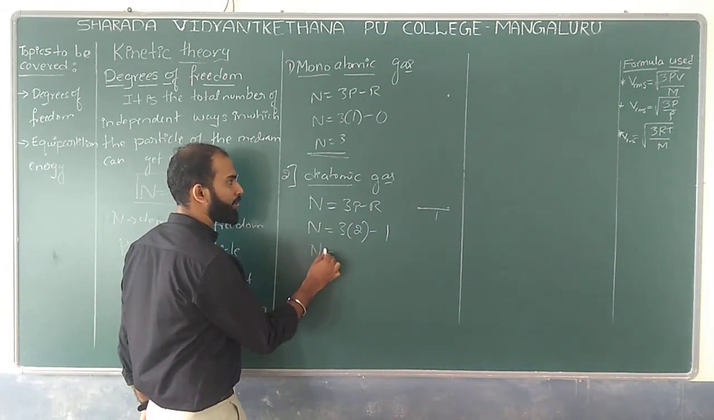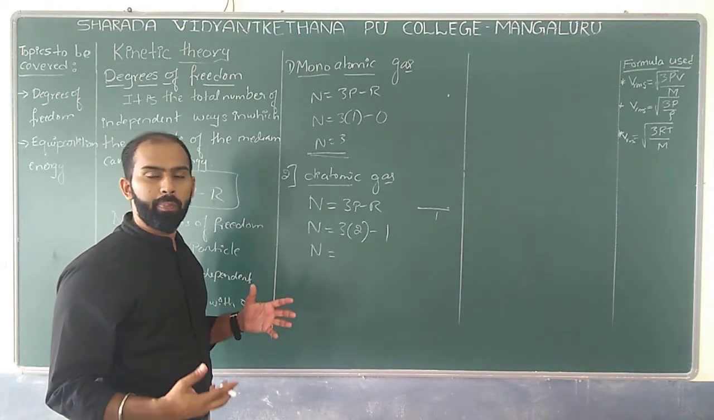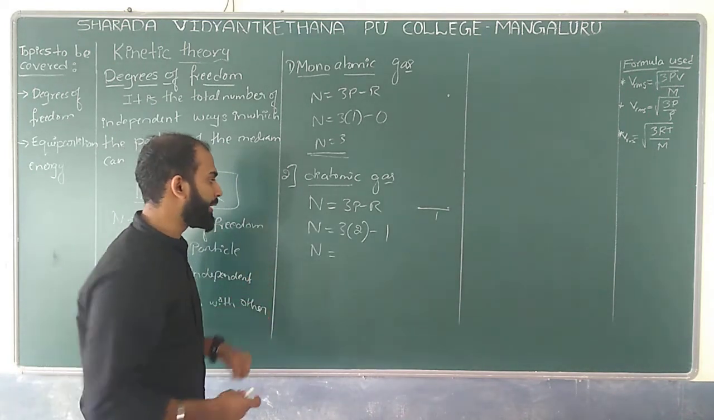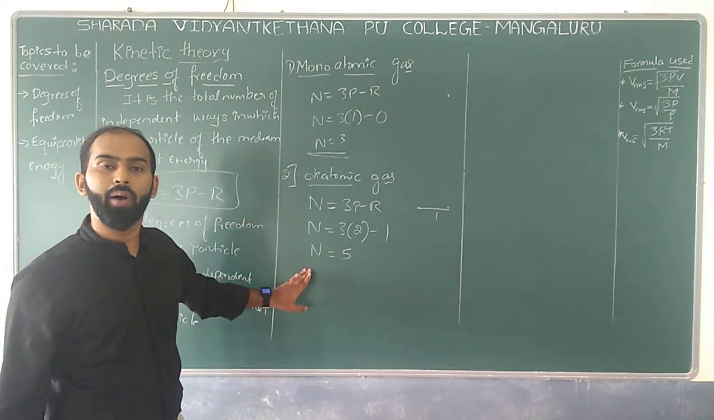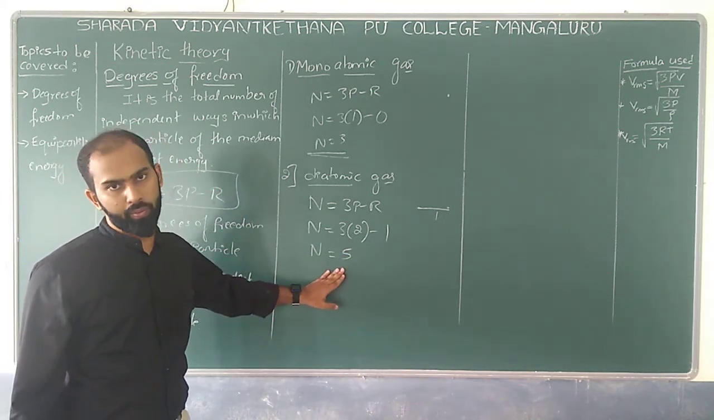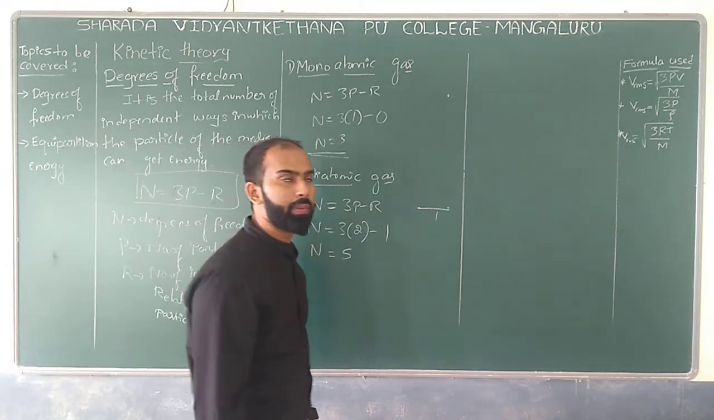So for diatomic gases, the number of independent ways in which your particle can gain energy is nothing but 5 different ways. In the sense, it can have 5 degrees of freedom over here. Understood? Well. And similarly, we have a triatomic gas.